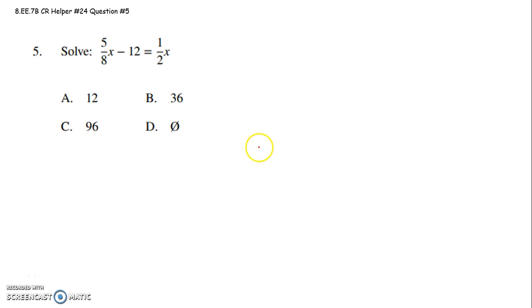Eighth graders, this is to help you with question 5 on CR24. I think I might show you 2 ways to go about this. The first thing I'm going to do is just leave it in fraction form.